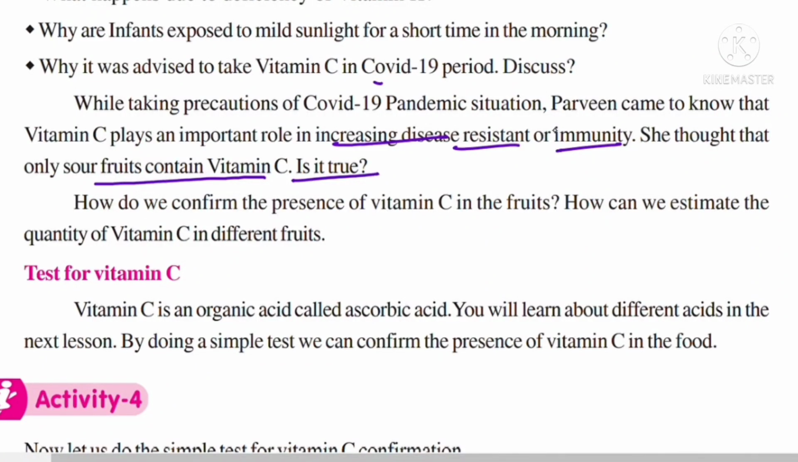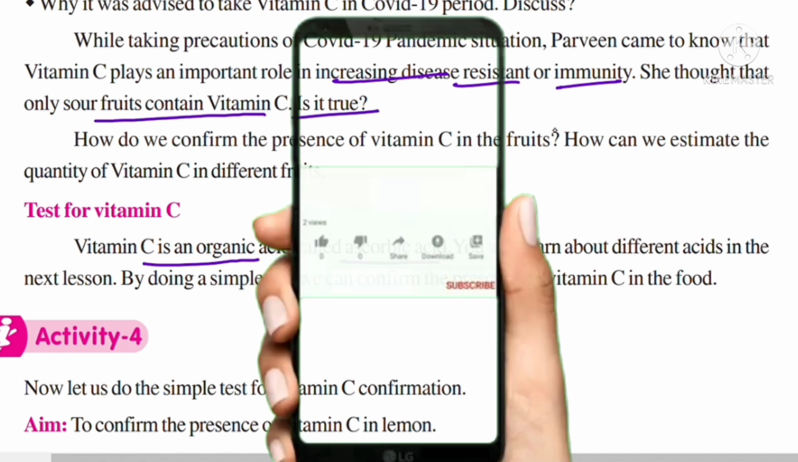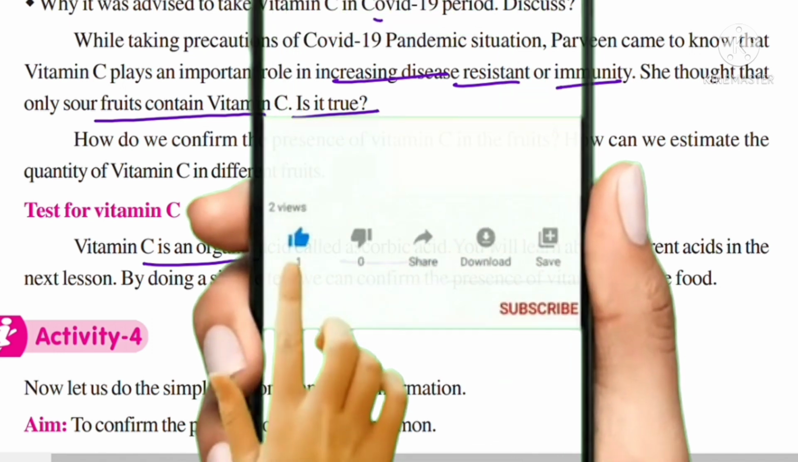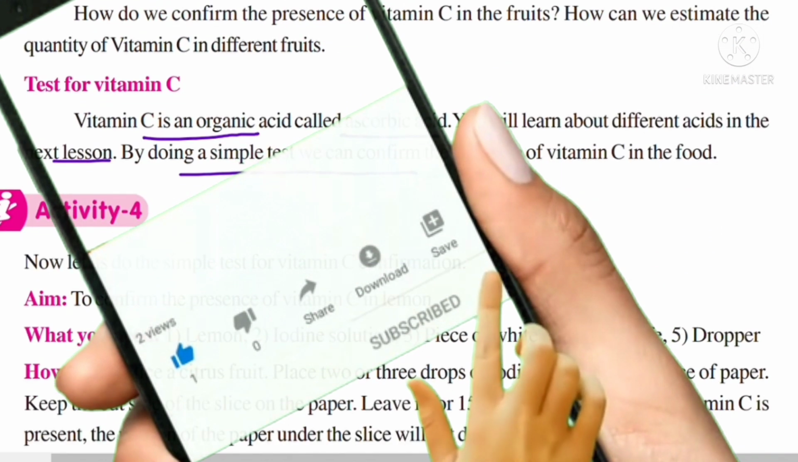Test for vitamin C. Vitamin C is an organic acid called ascorbic acid. The scientific name for vitamin C is ascorbic acid. You will learn about the different acids in the next lesson. By doing a simple test, we can confirm the presence of vitamin C in food.